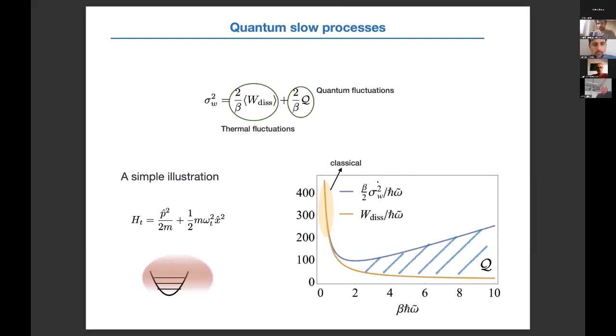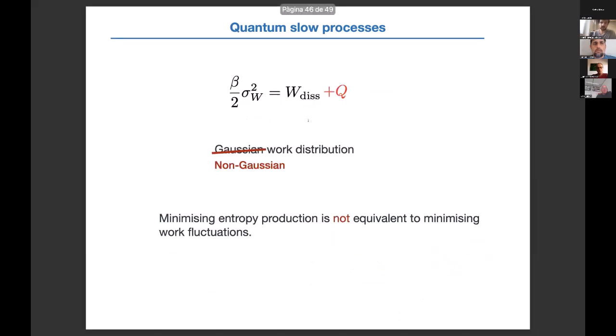So here I'm plotting basically the fluctuations and the dissipation. And you clearly see that when you go to the high temperature regime, you have the standard fluctuation-dissipation relation. But when you go to very low temperatures, then the quantum fluctuations start dominating. So we clearly see how this well-known classical relation breaks down. And this has an interesting consequence, in particular that the work distribution becomes non-Gaussian. So even if you go slow for a quantum process, you always stay non-Gaussian.